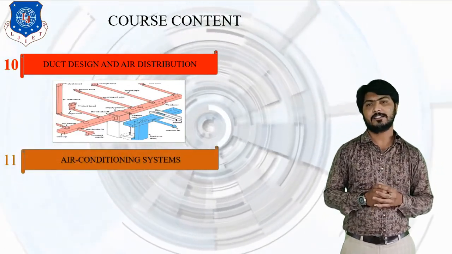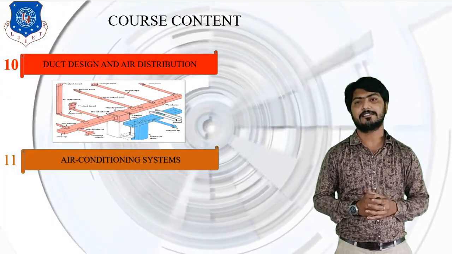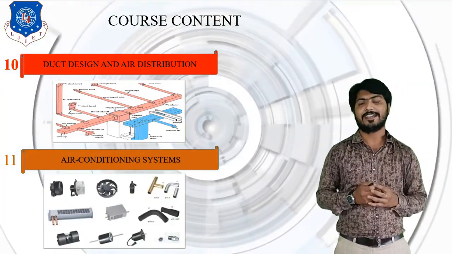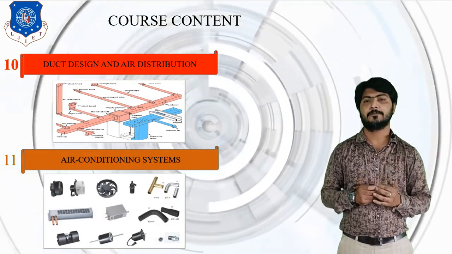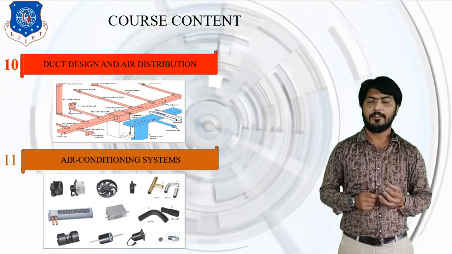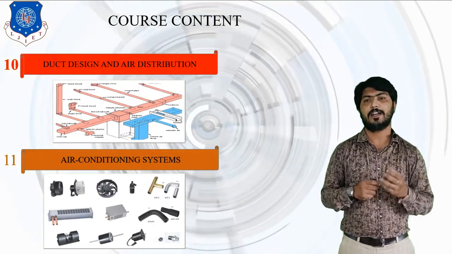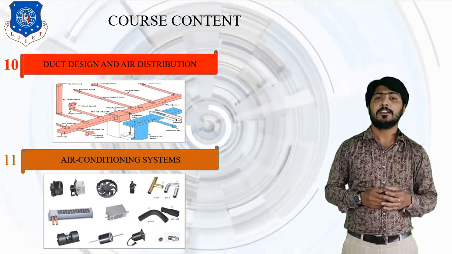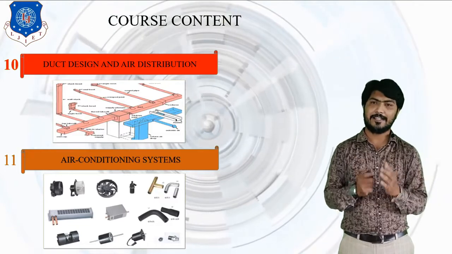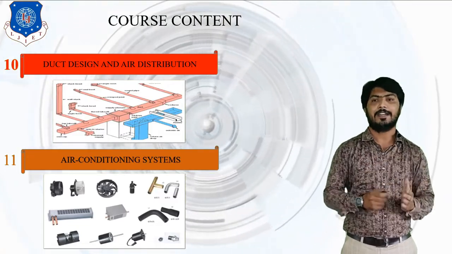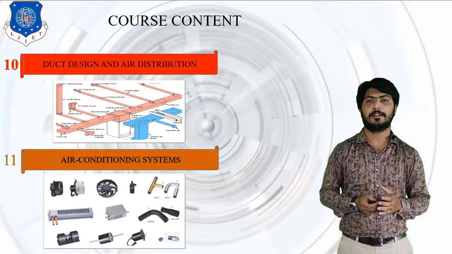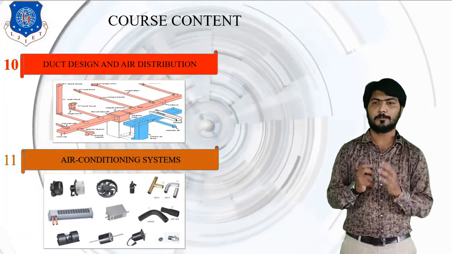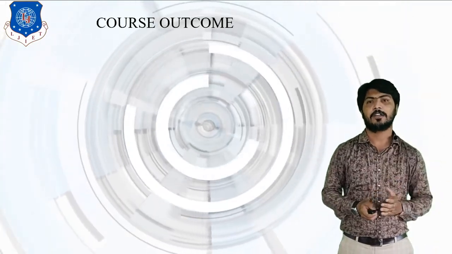And 11th, the final chapter, is the air conditioning system. In this chapter we explain all the components used in air conditioning system like fan, filter and humidifier, dehumidifier, etc. The first 6 chapters are related to the refrigeration part and the remaining 5 chapters are related to the air conditioning part. So basically this subject is in 2 parts. First one is the refrigeration part and another is the air conditioning part.